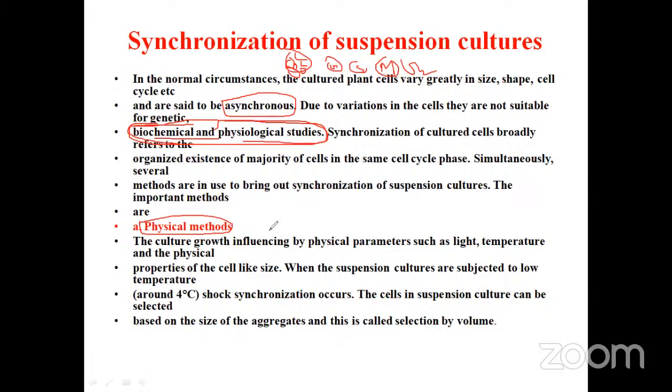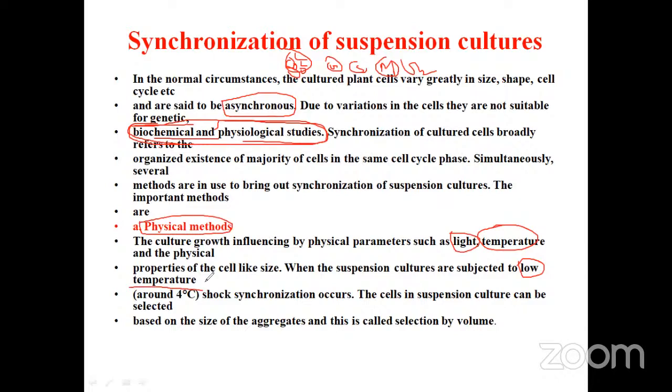That means we make the culture medium cells balanced. We have to make them synchronized by the physical method. The culture growth is influenced by physical parameters such as optimum light and temperature. When we properly use the light and temperature, mainly the properties of the cell like size, the suspension culture is subject to low temperature.